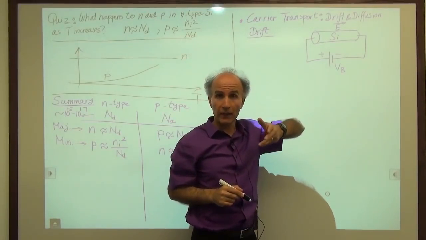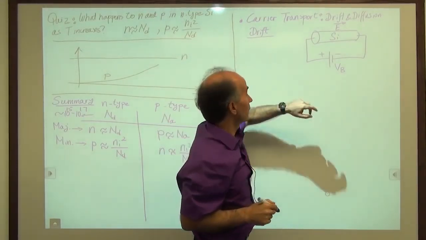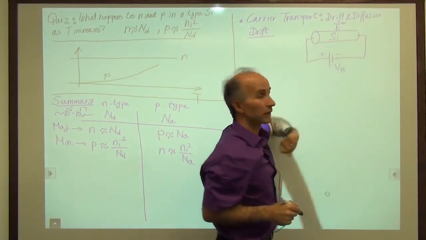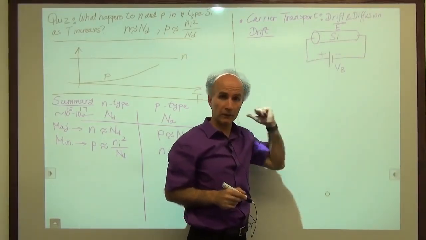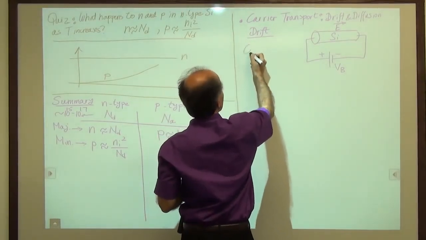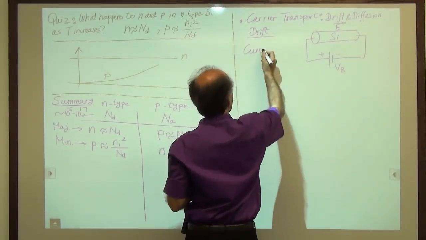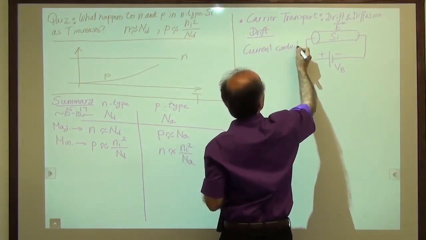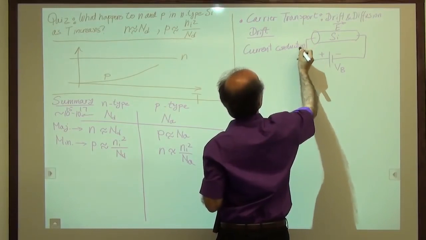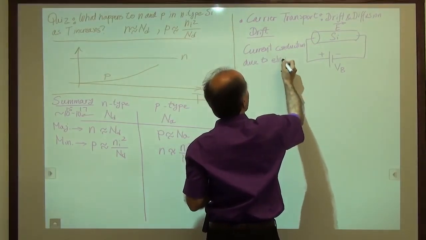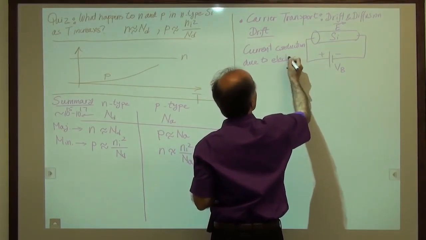And if there's any charge carrier, for example, electrons, these electrons will see the electric field and start moving. So they start moving from here to here. They are absorbed to the positive terminal of the battery. So drift is simply current conduction due to electric field.